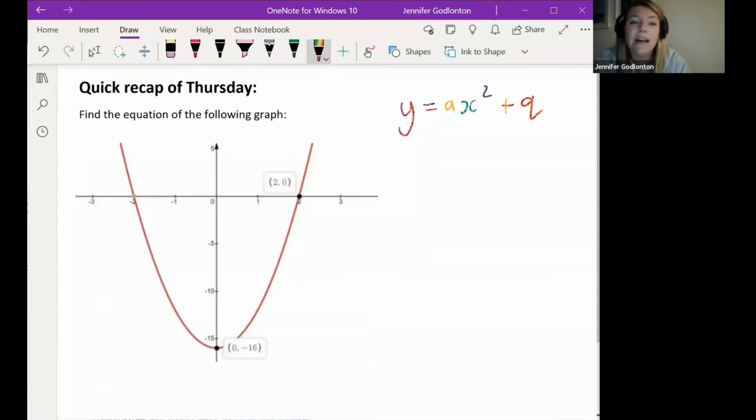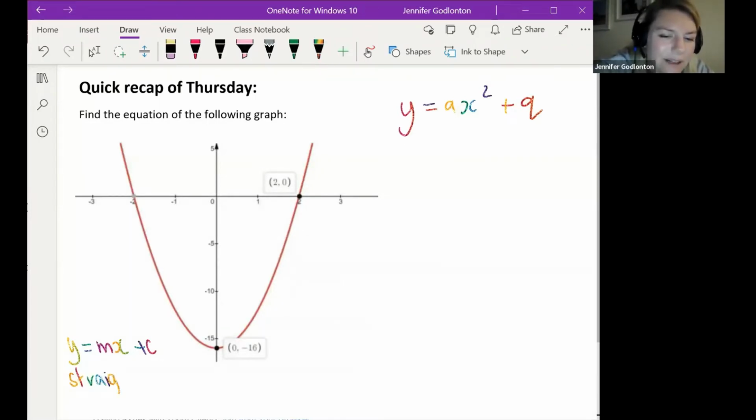I'm seeing these ax plus c's on this mx plus c. What type of graph is an mx plus c graph? A straight line graph, yes, thank you. Y equals mx plus c is a straight line, or linear, equation.